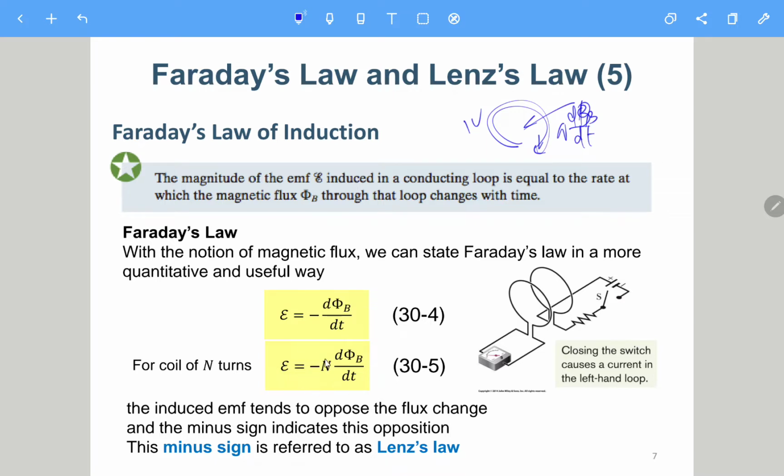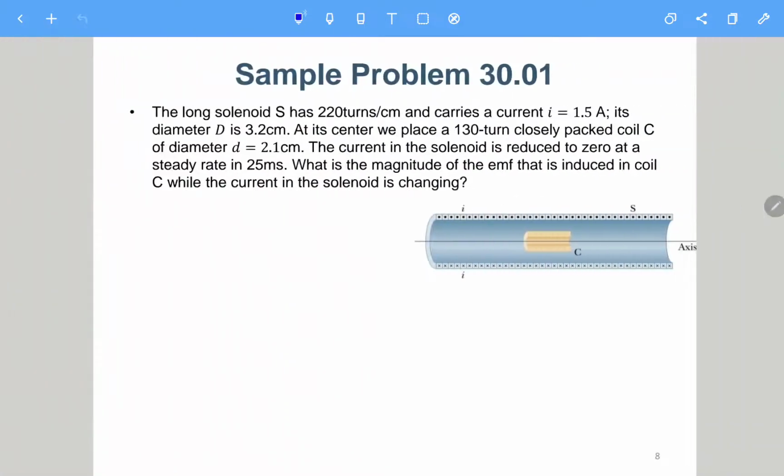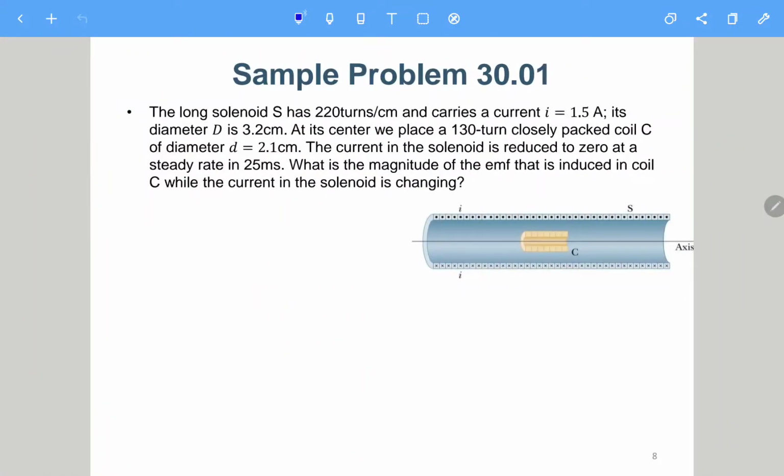Although in this equation it's only a negative sign, we should also consider the polarity of this time derivative of the magnetic flux. Okay, before we move on, we have a simple sample problem.